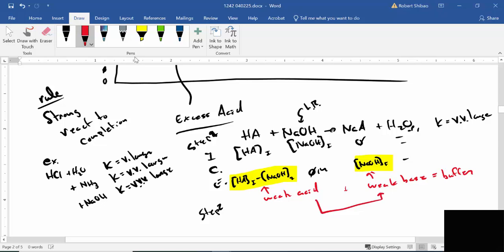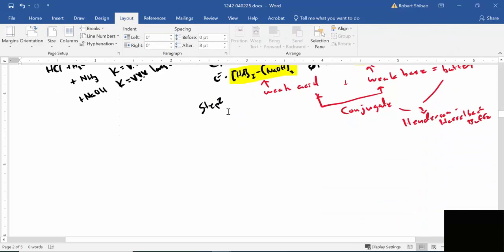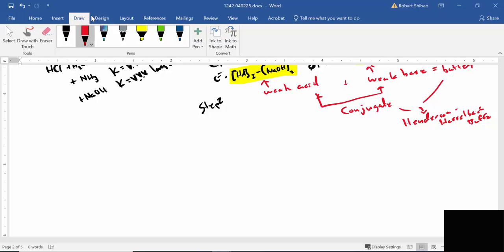Since these are conjugates of one another, then we call this a special type of buffer. We call this the Henderson-Hasselbalch buffer. If we have the Henderson-Hasselbalch buffer, then that means we can use the Henderson-Hasselbalch equation. And the Henderson-Hasselbalch equation, we have two forms for. We have the Ka form and we have the Kb form of the Henderson-Hasselbalch equation.